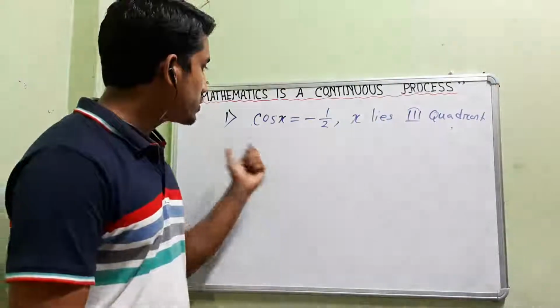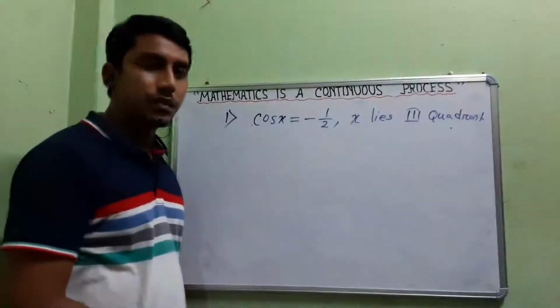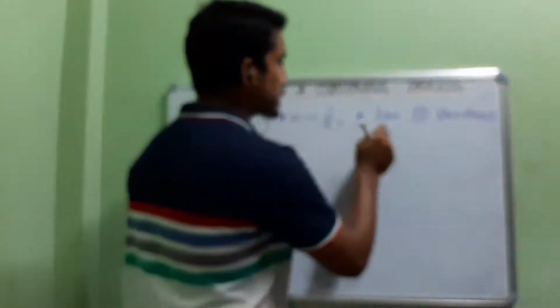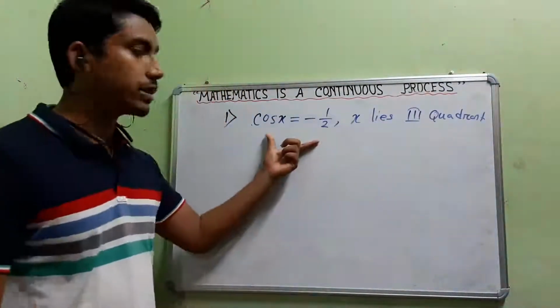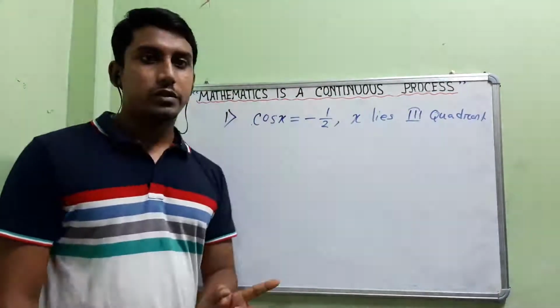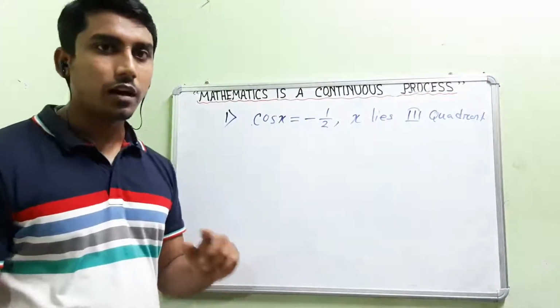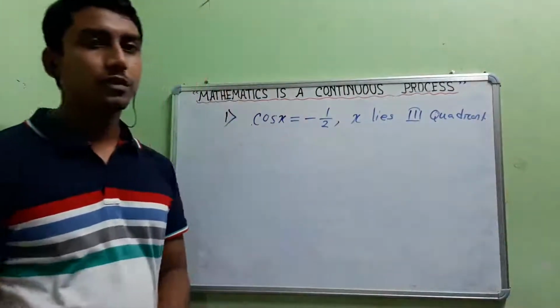So our first problem is here. You can see on the board cos x equal to minus half is given, and the condition is x lies in the third quadrant. X lies in the third quadrant and cos x equal to minus half. The question is, find the other trigonometric functions if cos x equal to minus half, that one is given.